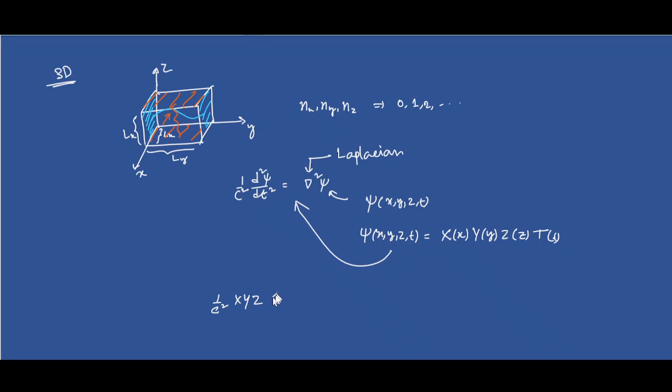So plugging this expression into this equation, we can write 1 over c squared times XYZ d2T/dt2 equals, and in Cartesian coordinates the expression of the Laplacian is given by the following. Using this expression here, we can write, expanding this.